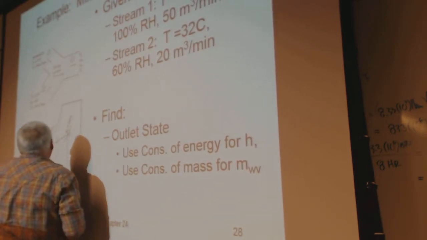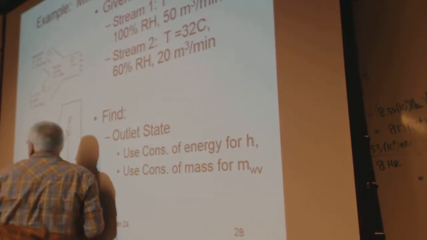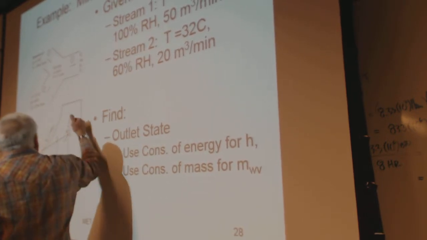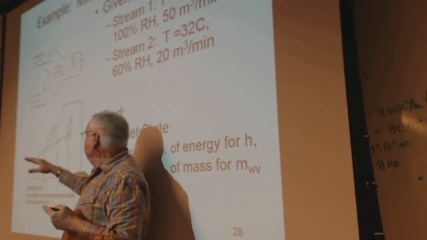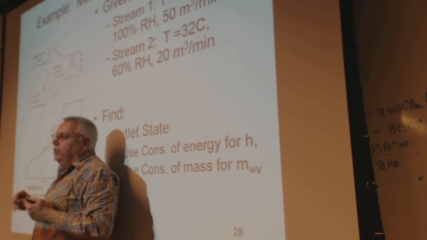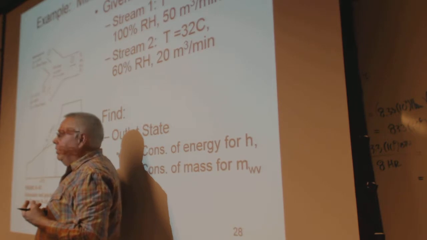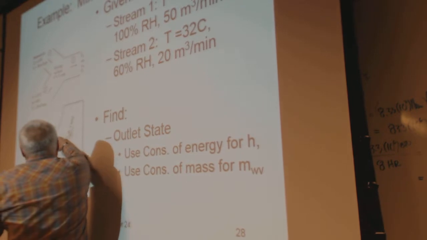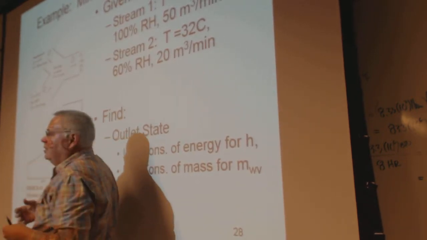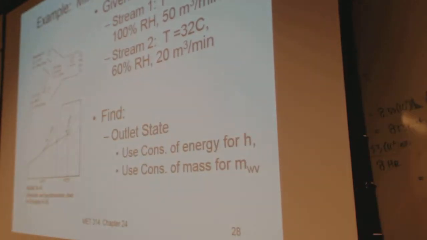If this is the H on this one and this is the H on that one, I can figure out this zone. The other thing we can do is the actual water content. So we do a conservation of energy on the enthalpy, and conservation of mass on the water content. With those two, I can find out what the enthalpy is here, find the mass flow rate of water, conserved mass of the water vapor, and triangulate to find that point. And there's a neat little trick we'll talk about too.